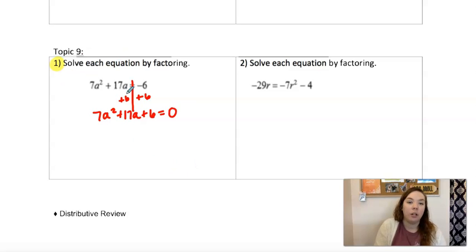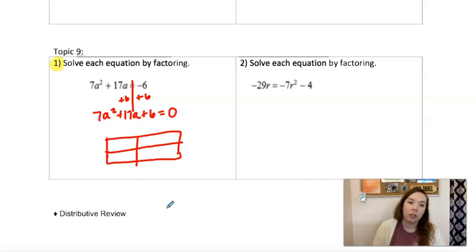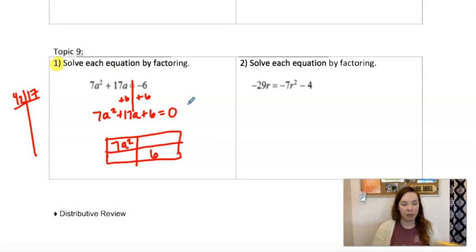And now I can factor. I'll need the box method for this one, since my leading coefficient is larger than 1. So I need factors that multiply to 42 and add to 17. And I got 42 by taking 7 times 6. So let's see what we can come up with here.